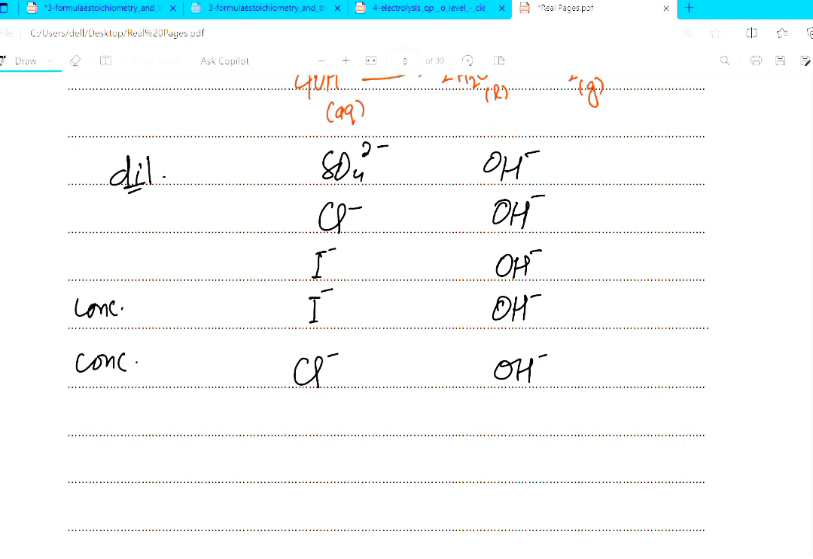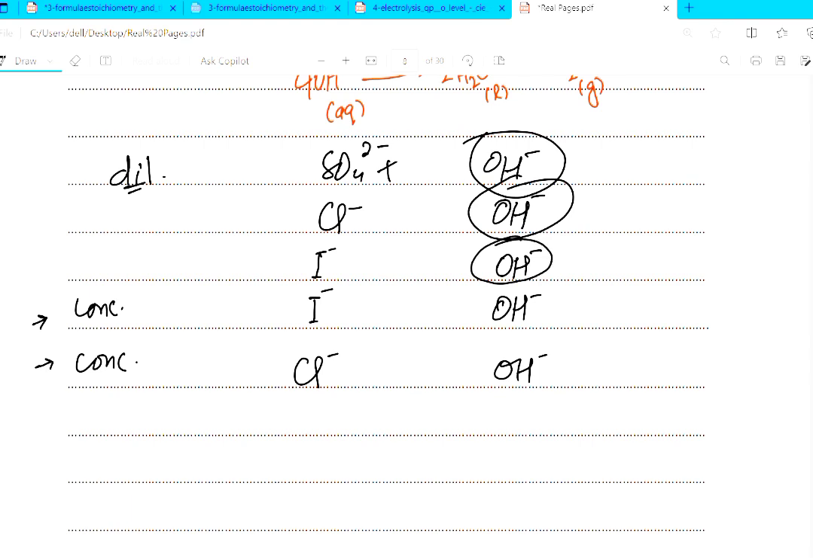When it is mentioned dilute, it is dilute, and even if it is not mentioned, you can take it as dilute. But when those are concentrated, then definitely they have to mention it. Otherwise you have to take it dilute. So in case of dilute, hydroxide will be preferred, it will be discharged, so we use the above equation.